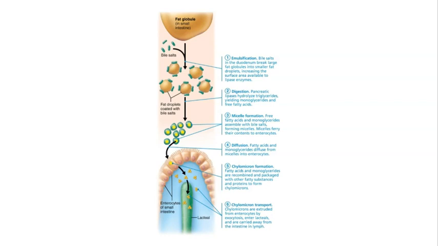So those lipids will simply diffuse through the enterocytes, and once they are inside of the deeper tissues of the villi in the small intestine, they will enter the specialized lymphatic capillaries that are called lacteals. And those lacteals will then carry those lipids to the liver for processing.